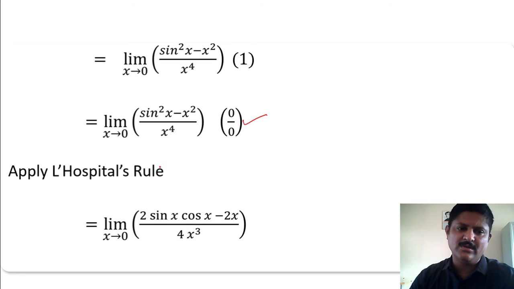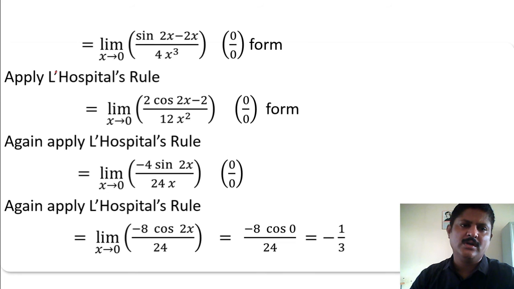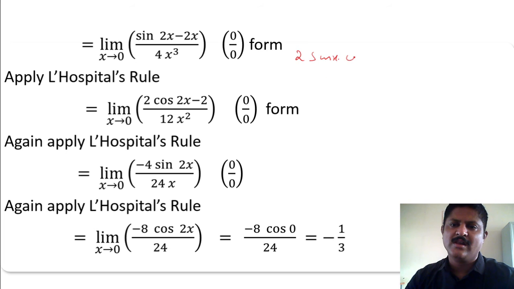Apply L'Hospital's rule, which is equal to limit of x tends to 0, differentiation of sin square x, 2 sin x into cos x, minus differentiation of x square is 2x, divided by differentiation of x power 4 is 4x cube. Next, 2 sin x into cos x is sin 2x. Here we have sin 2x minus 2x divided by 4x cube, which is definitely 0 by 0 form.